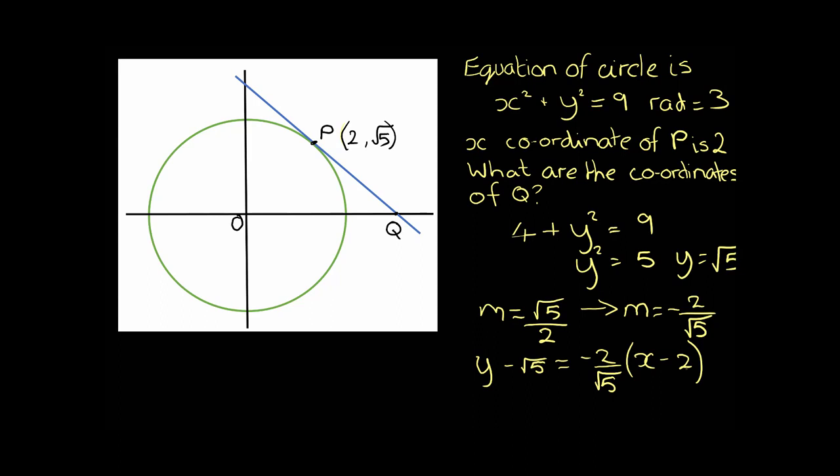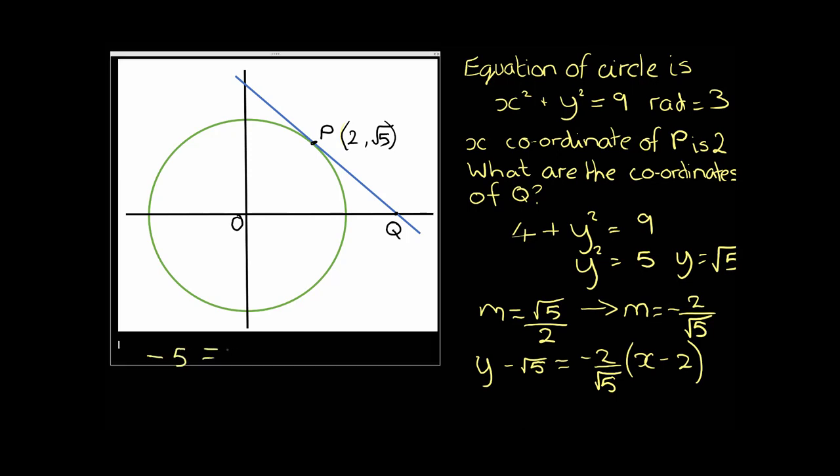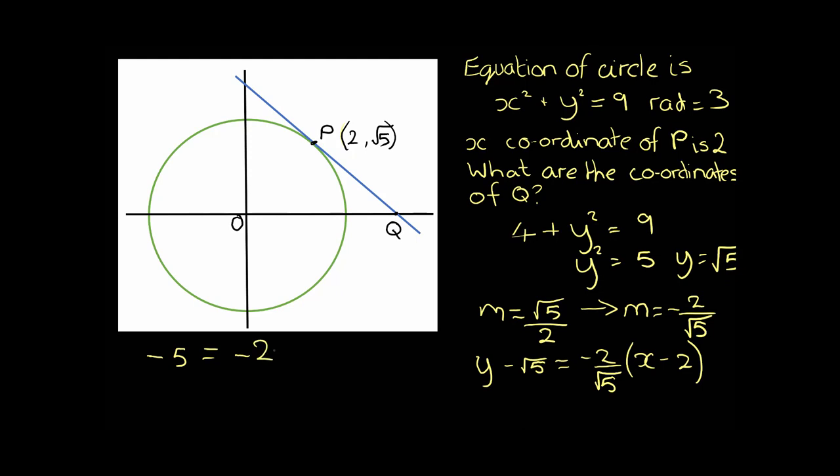So on the left hand side now we're going to have minus 5 equals minus 2 brackets x minus 2. Divide both sides by minus 2. We're going to have 2.5 equals x minus 2. Add 2 to both sides and we get that the x coordinate of Q is going to be 4.5, and as I've already pointed out, the y coordinate is 0.